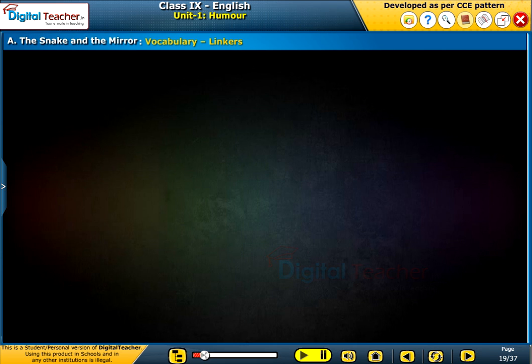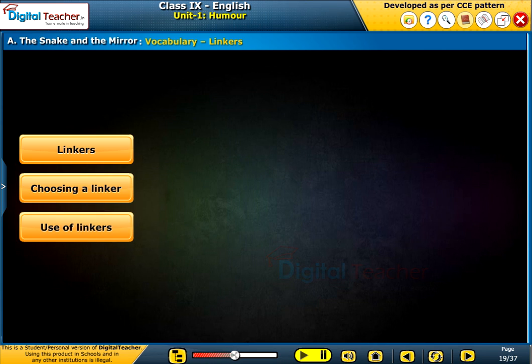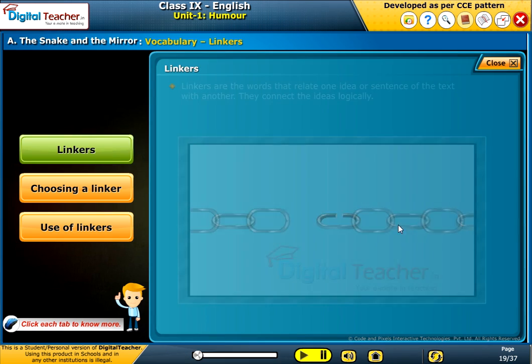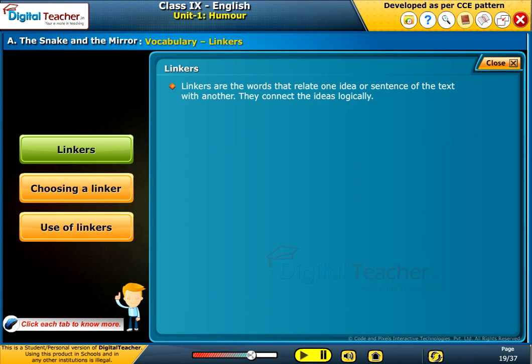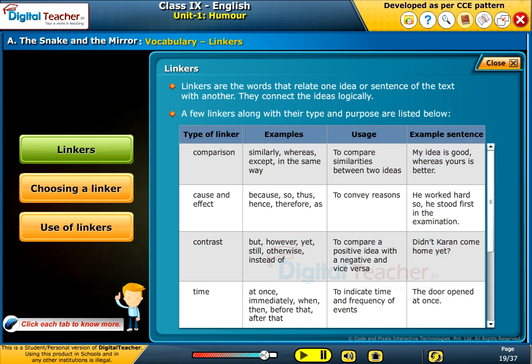In this section, we will learn about linkers, choosing a linker and their use in descriptive paragraphs. Click each tab to know more. Linkers are the words that relate one idea or sentence of the text with another. They connect the ideas logically. A few linkers along with their type and purpose are listed below.